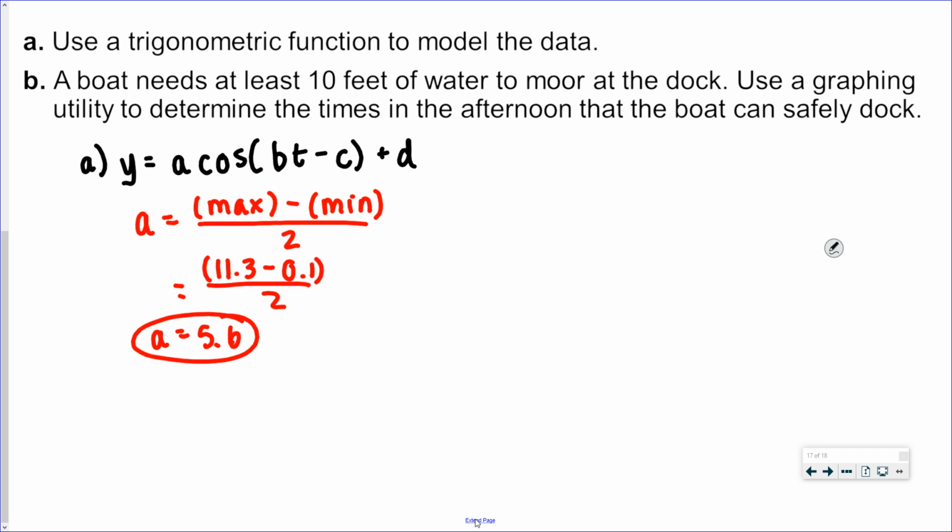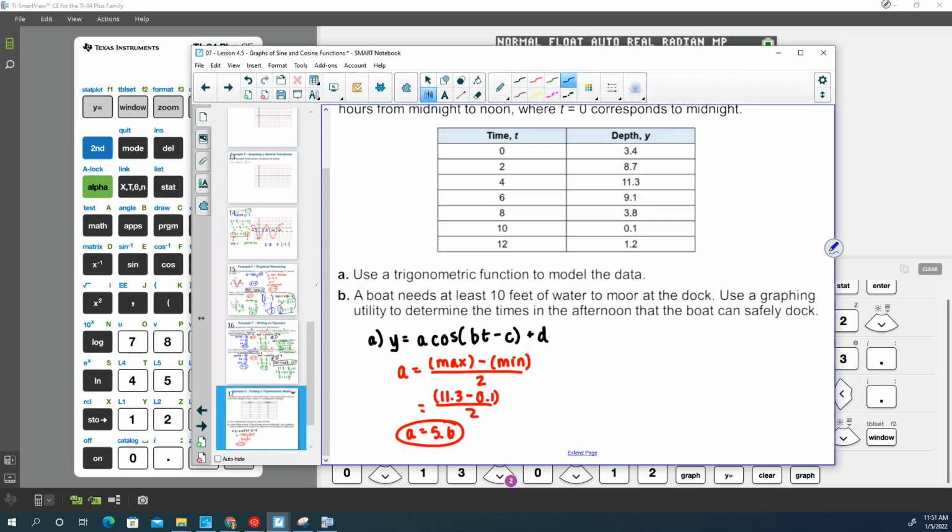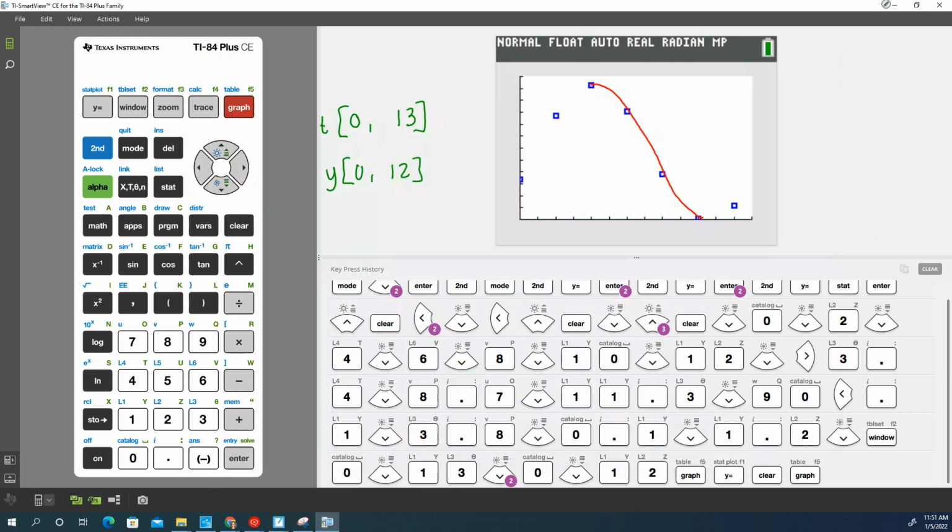Okay, there's our amplitude. Let's figure out the period now. So again, we only have like half of a period. So you've got to figure out what's the time at that max, what's the time at that min, and then we'll just double it to figure out our whole period.